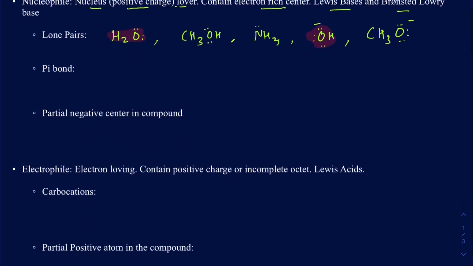In addition to that, you can also have pi bonds that can act as your nucleophiles. So pi bonds are electron rich centers. You can have a double bond or you can have a triple bond, and as a result, having a bunch of electrons on them, they could be acting as your nucleophiles because you have those unhybridized p orbitals in there, and they are the ones that are carrying those electrons in those particular cases.